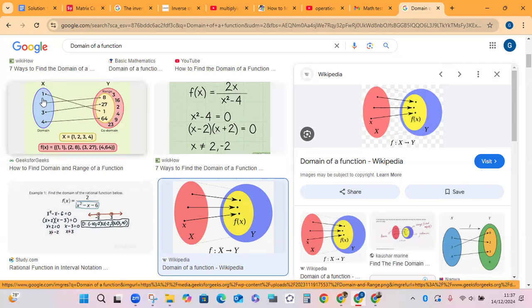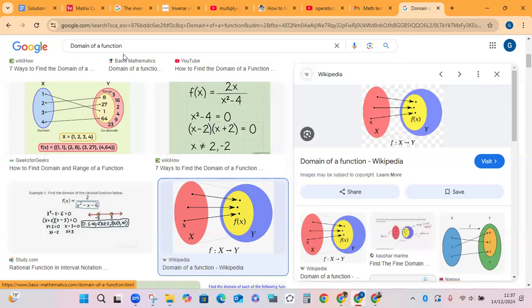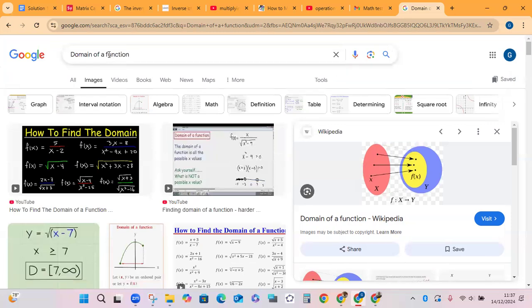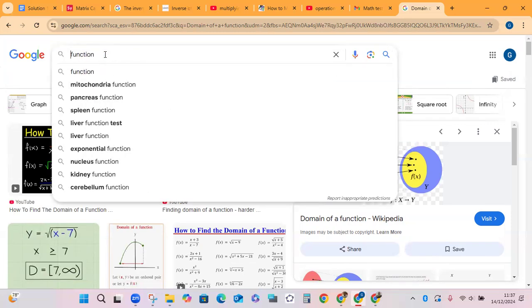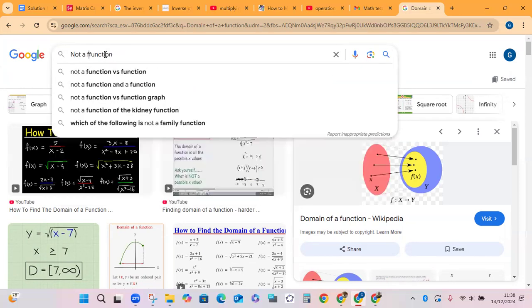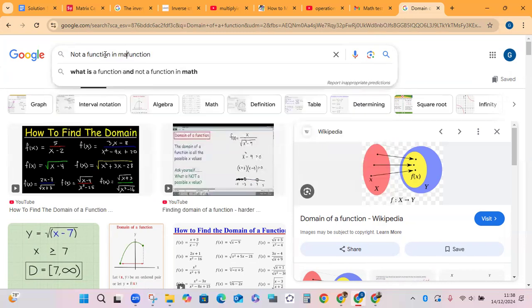Here's another one. Each x has only one arrow leaving it. So to be a function in mathematics, the domain or the x or the independent variable must have only one codomain, one y, or one dependent variable associated with it. So in the diagram, only one arrow must leave each element of x. For example, what is not a function? What is not a function in mathematics? Let's type not a function in mathematics.